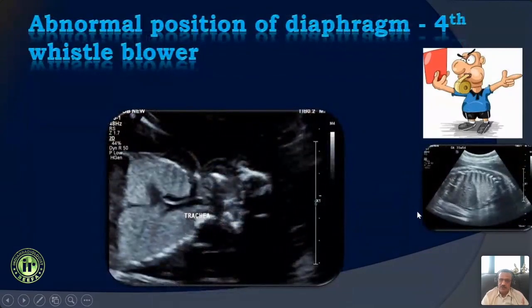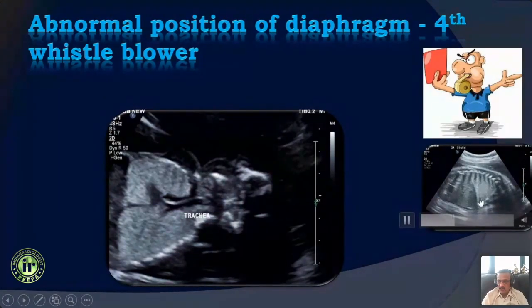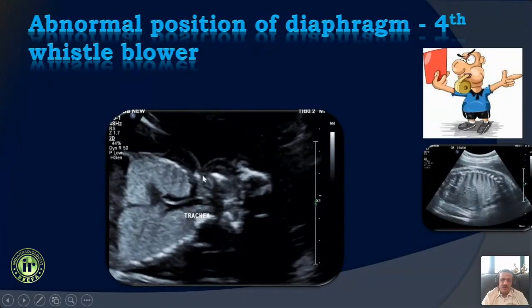The fourth whistleblower is the position of the diaphragm. So just to show you that normally, if you look at a diaphragm and the respiratory movements, the diaphragm shows a slight convexity towards the chest, and that's a normal appearance. If the diaphragm is flat, or if the diaphragm becomes convex towards the abdomen, that's another whistleblower that something is wrong in the lungs or in the thorax.